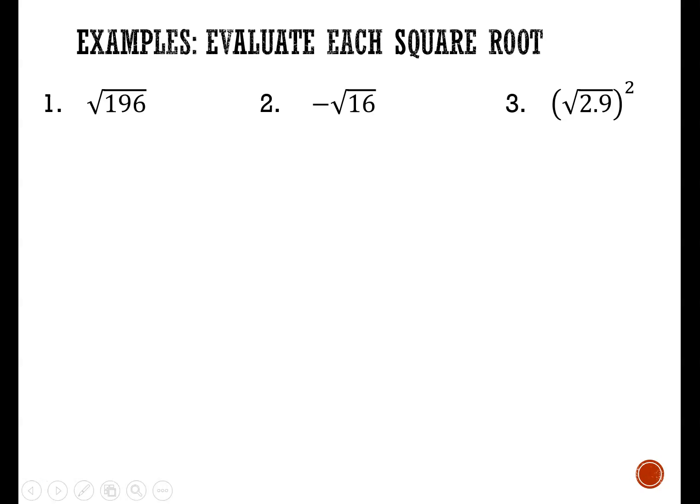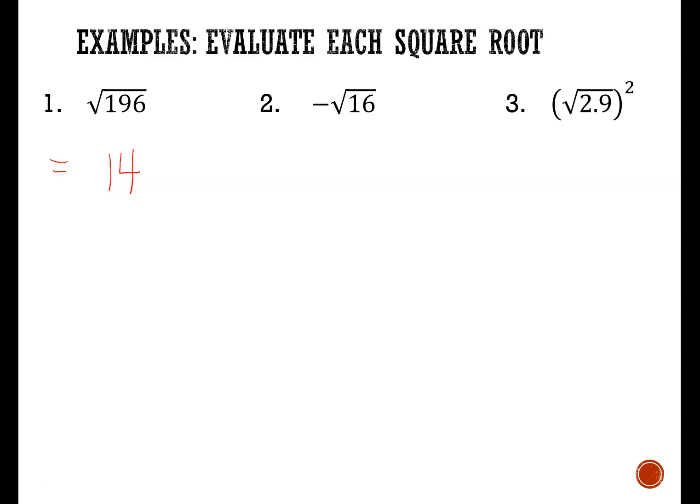Here's a few examples before we do some more properties. Number 1, we want the square root of 196. So if you memorize that list of perfect squares, then you'll know right off the top of your head that the answer is 14, because 14 times 14 is 196. Notice when I write my answer, 14, I do not write the radical symbol. Taking the square root causes that radical symbol to come off.